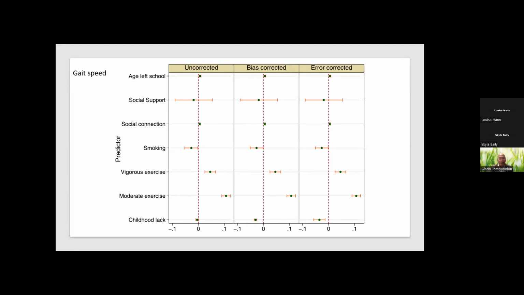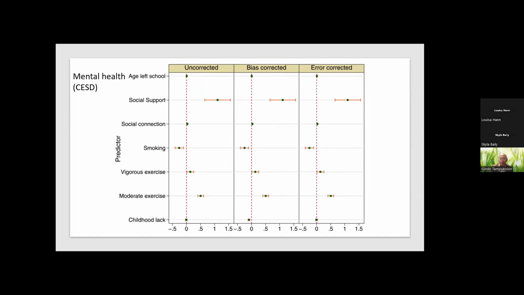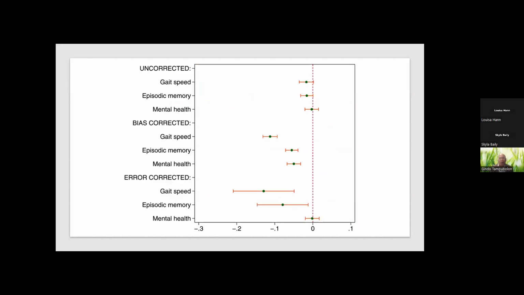This is gait speed, a measure of muscle function. This is episodic memory, a measure of cognitive function. And this is mental health, depression. I'll sum it up here. The most important thing to remember is the middle block, bias corrected. There are three of them: gait speed, episodic memory, and mental health, all to the left of the vertical dashed line, which means gait speed, episodic memory, and mental health are worse in the childhood poor.